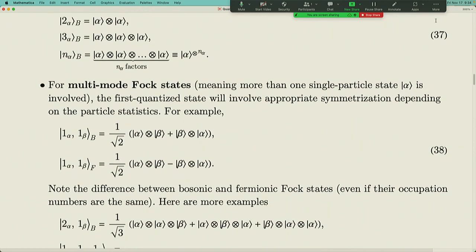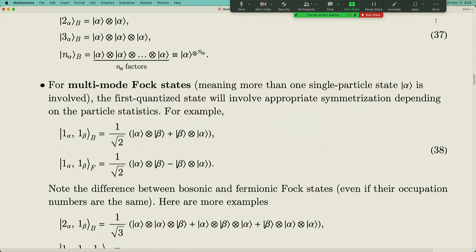Okay? We can also have different multi-mode Fock states, meaning that there are at least 2 different modes, for example alpha and beta, and then you can occupy them by different numbers of bosons or fermions. For example, if you want to describe 1 boson in the alpha state and 1 boson in the beta state, then the corresponding state vector is like this, because you need to put alpha beta, but now alpha beta is not beta alpha. If you exchange the labels, they are no longer the same.